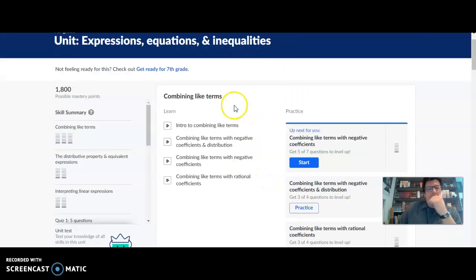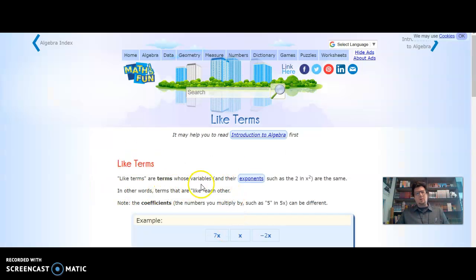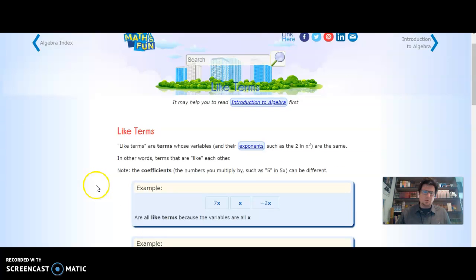Okay. So combining like terms, let's see what that is all about. So like terms are terms whose variables and exponents, such as x or x squared, are the same. In other words, terms that are like each other. So the coefficients, the numbers you multiply by, such as 5 and 5x, can be different. So see, x is the same in all of these. 7 and -2 are the coefficients, okay? But these are all like terms because they all have an x attached.